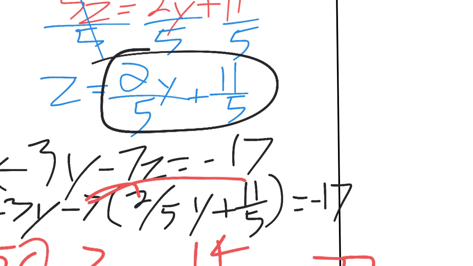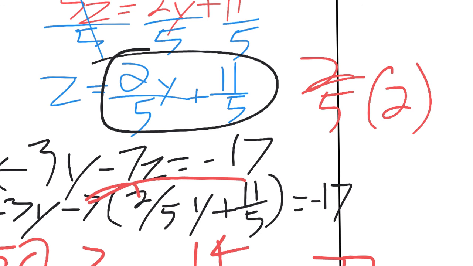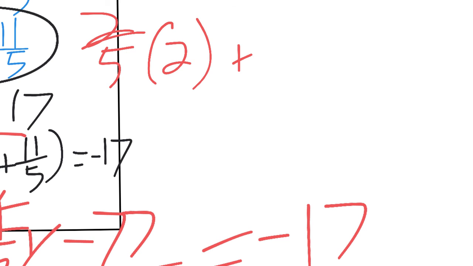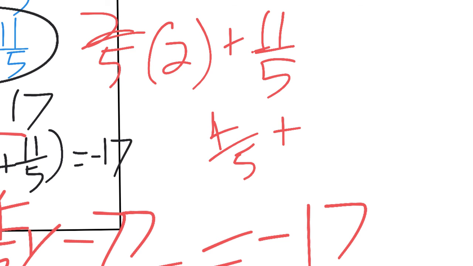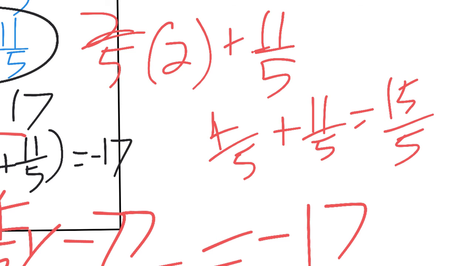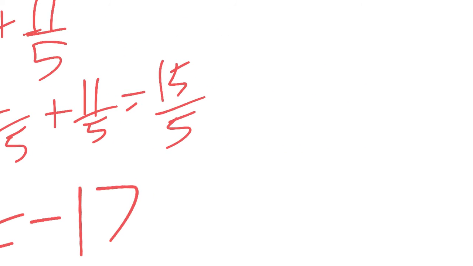Because we have another equation that says z equals 2 over 5y plus 11 over 5. So we're going to go 2 over 5, and y was 2, plus 11 over 5, right? Okay, so 2 over 5 times 2 is going to equal 4 over 5. And so we have 4 over 5 plus 11 over 5, and that is 15 over 5. And 15 over 5 is 3. So what I need to write now is z equals 3.